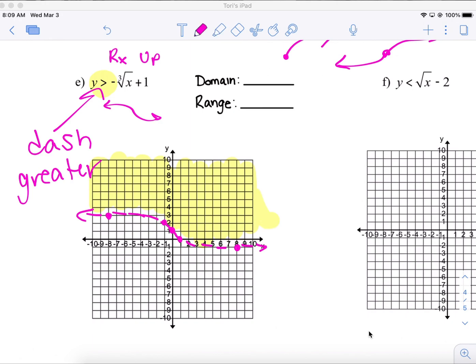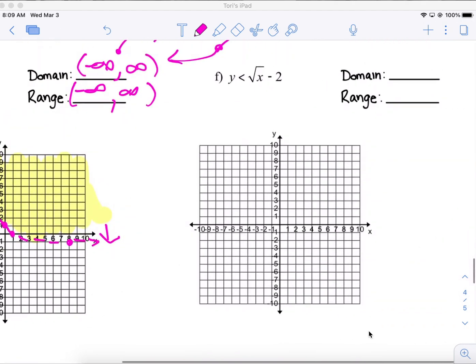My graph is still going to go left and right forever, so you are still going to get to use double infinities. Same thing for the y's. Even though it looks like you're only going to go up to positive infinity, you still get to negative infinity because this line right here is going to keep going down forever. It's going to take a really long time to get there, but it is going to go all the way to negative infinity. Okay? All right, last one, talking about F.